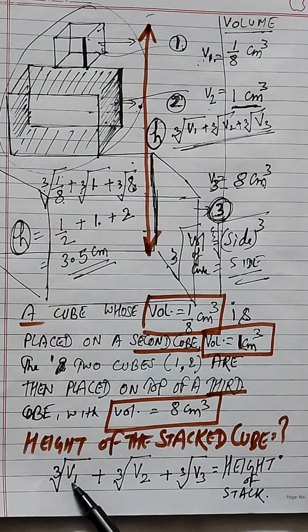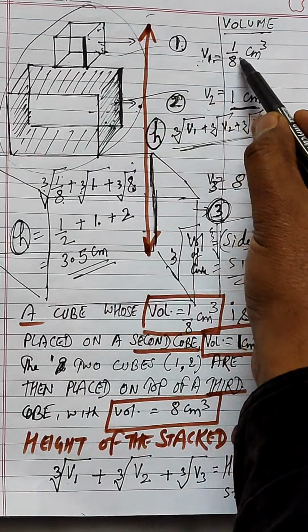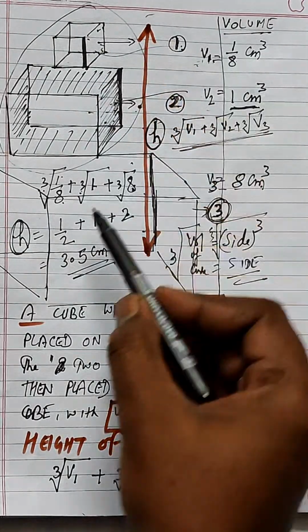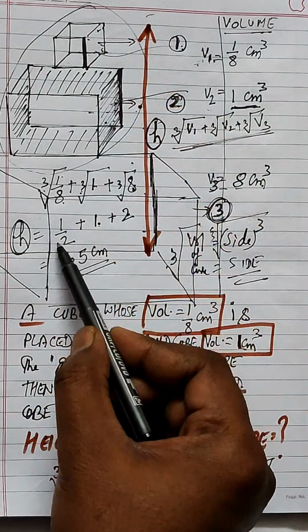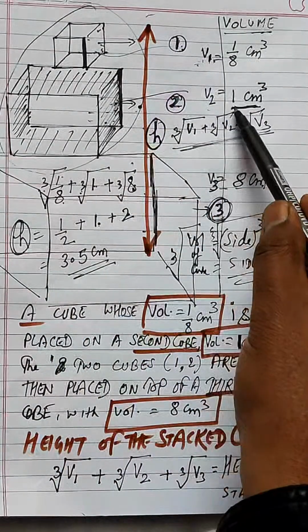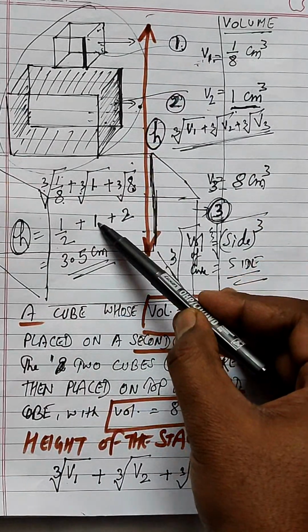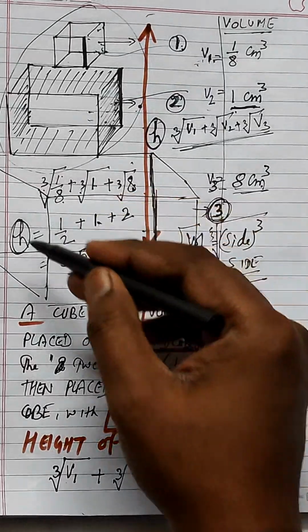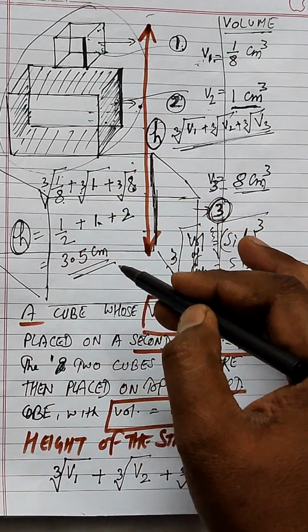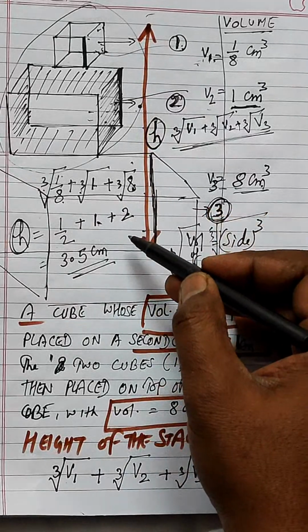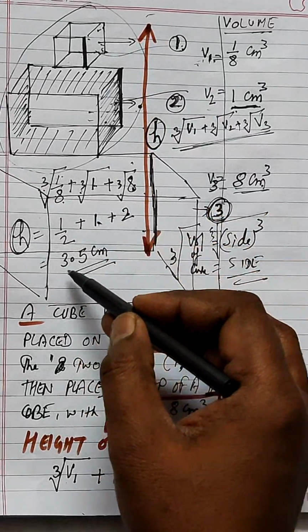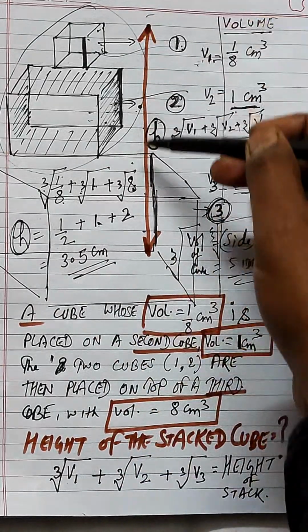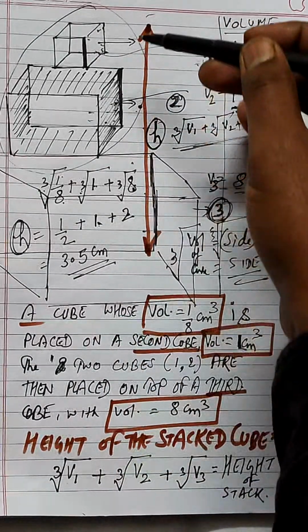Cubic root of V1 will be coming as V1 is 1 by 8, right? Volume 1 of the first cube is the V1. So the cubic root of 1 by 8 is coming as 1 by 2, and the second cube volume is 1, cubic root of that is coming as 1, and the cubic root of the third volume, that is the biggest cube which is kept at the bottom, is coming as 2. Just add up these three values to get 3.5 centimeter as the height of this cubical stack arrangement, right?